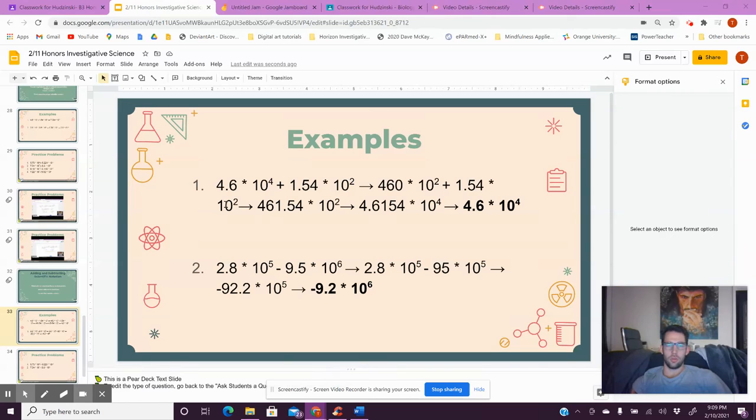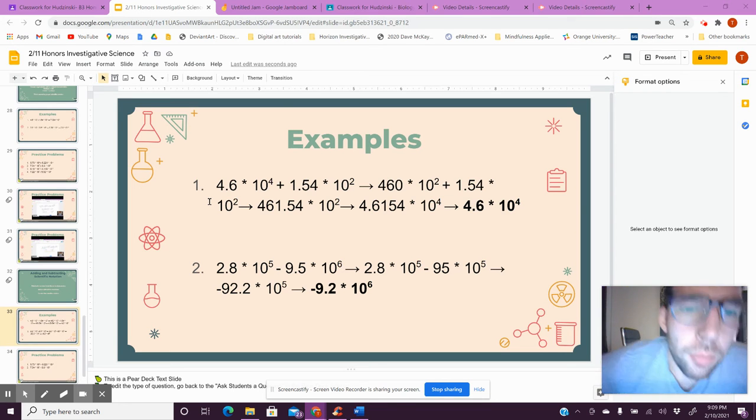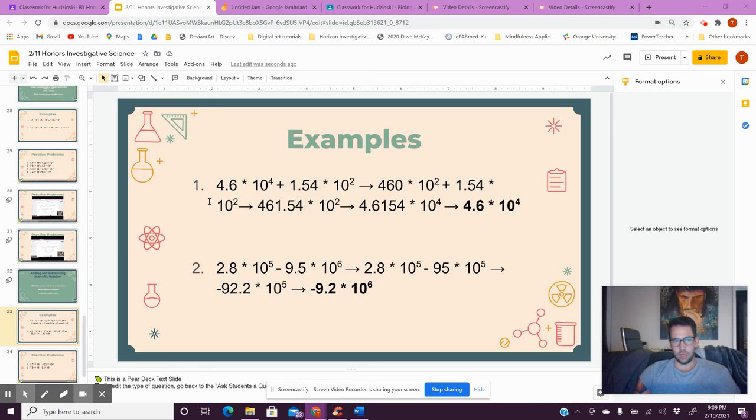All right, let's talk through these two examples. I have an addition problem and a subtraction problem. I have 4.6 times 10 to the fourth plus 1.54 times 10 to the second. What I need to do is make sure my exponents match. I can't just change it, right? I have to move the decimal if I do change it.